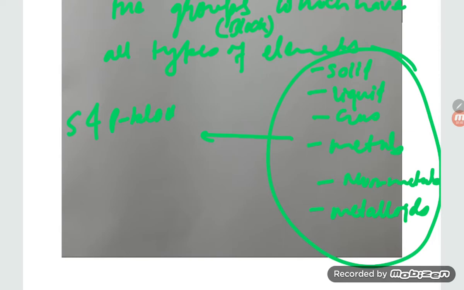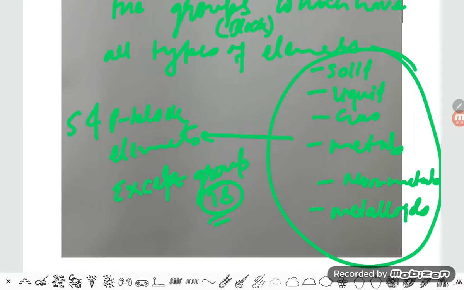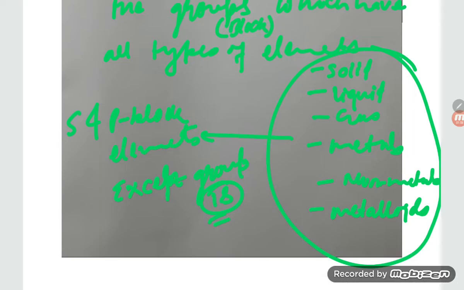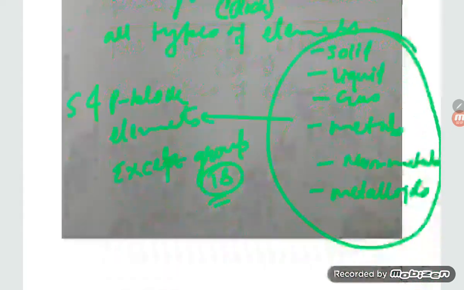So these are the S and P block elements, except the zero group, or you can say the 18th group, both are the same. In the Mendeleev periodic table, noble gases are the zero group, and here it is the 18th group. So student, we have to check with the options.